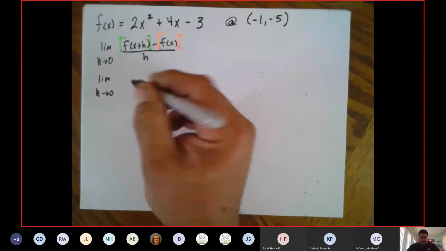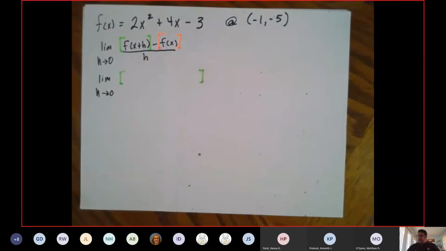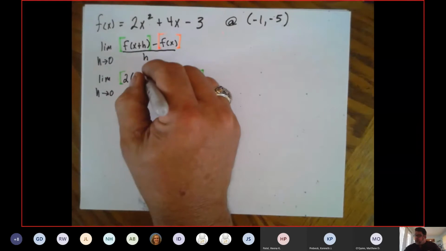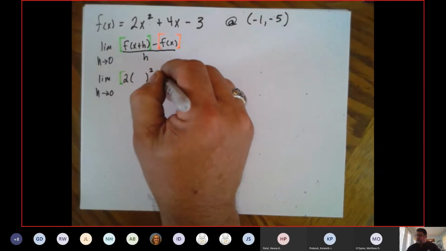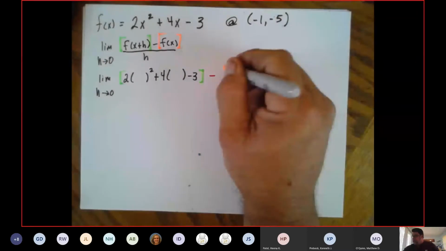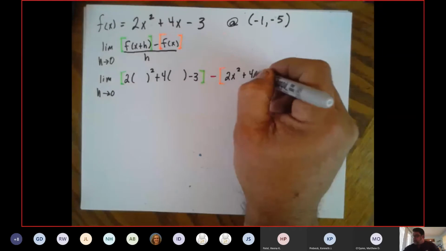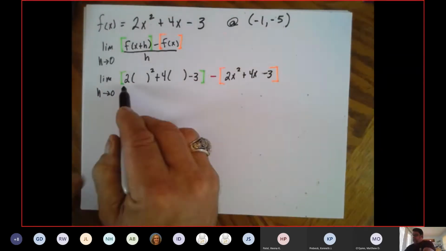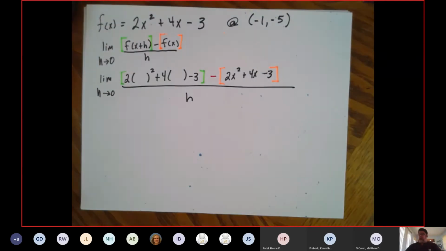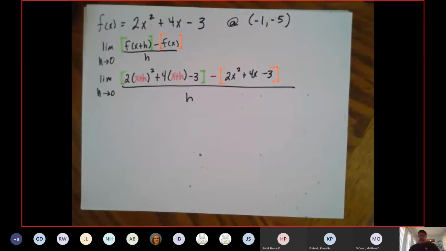So I'm going to go ahead and put this in green. And I'm going to rewrite 2 parentheses squared plus 4 times parentheses minus 3. And then I'm going to put the minus symbol in red. And then I'm going to put just the function right there: 2x squared plus 4x minus 3. And all that is over h. And I'm going to plug in with pink x plus h. Now that's the setup. Now you're going to do the algebra.